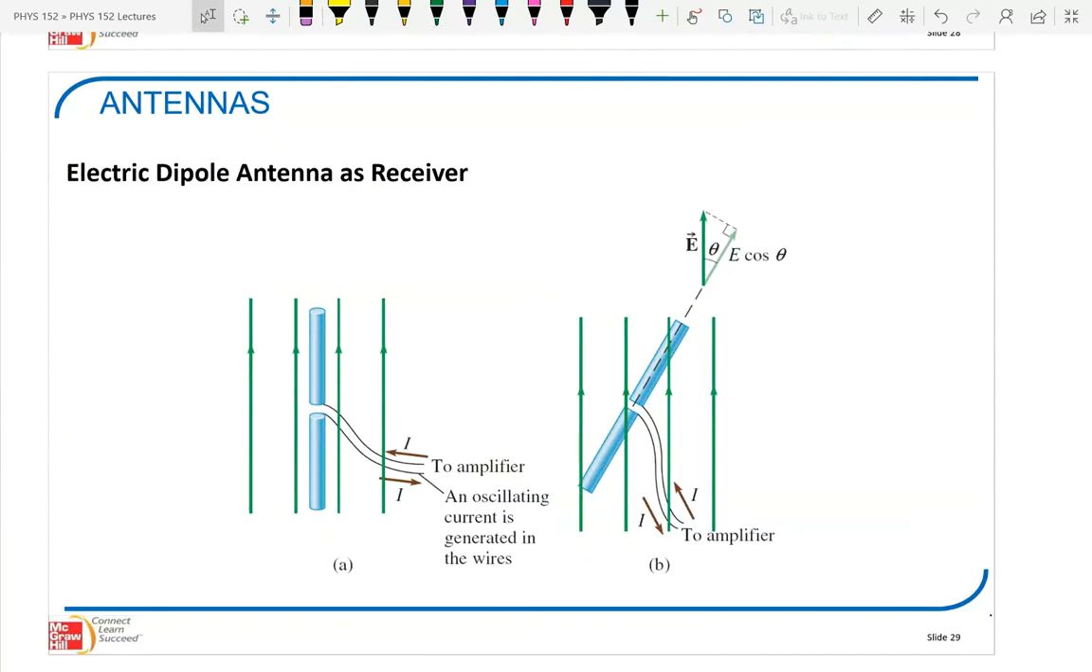Okay, here's an example of the dipole receiver. If you have it at an angle that's not parallel to the electric field, you're still going to induce a current in the antenna, but not as big. So that's why the alignment makes a big difference. You want to be aligned.